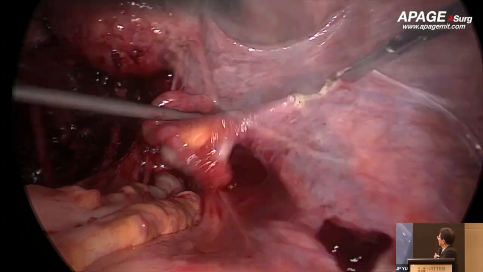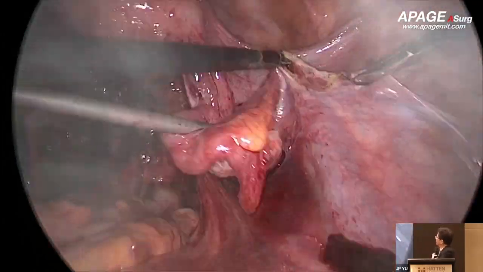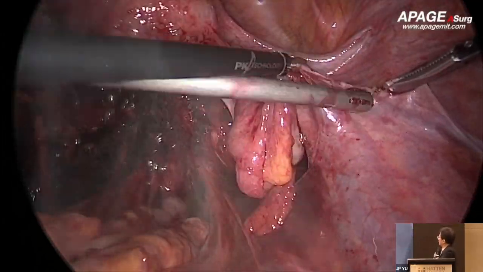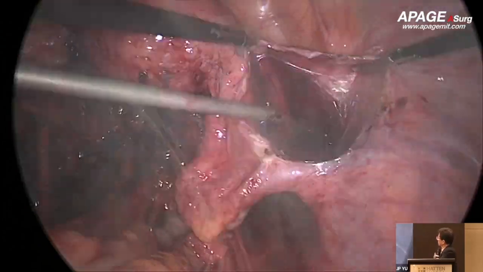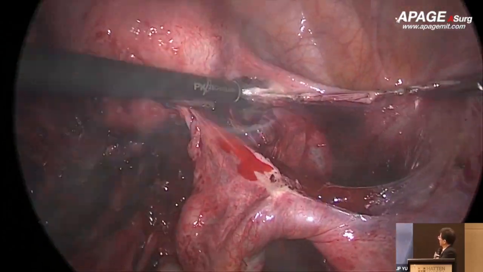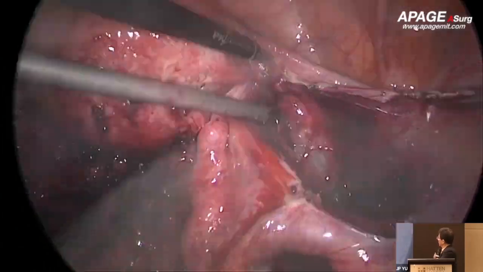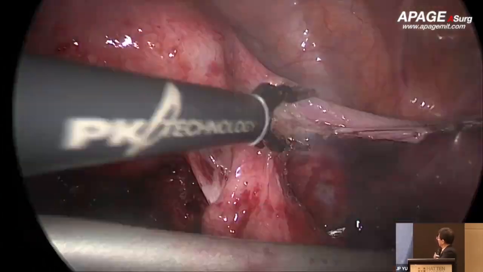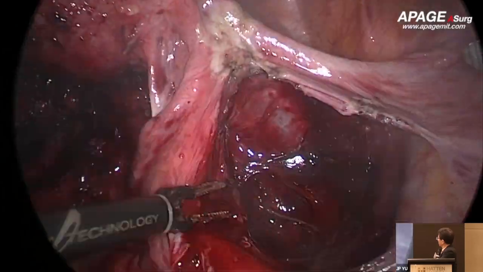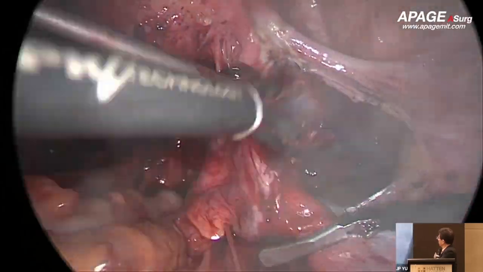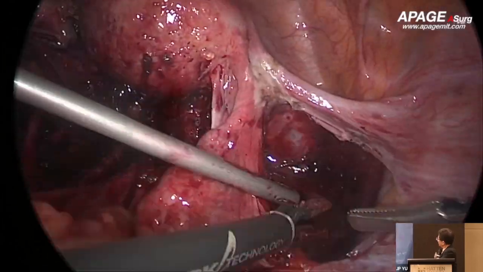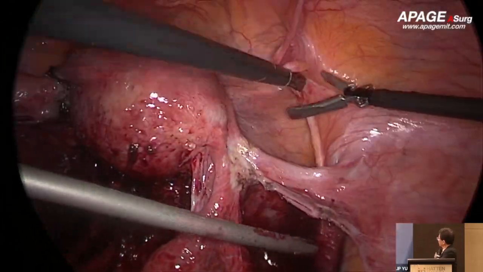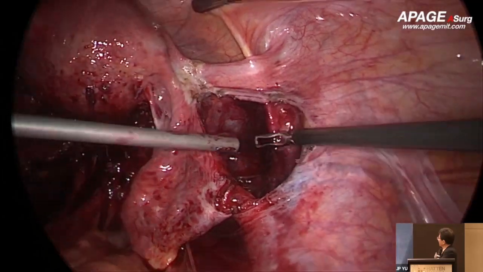Okay, so the same, the sentinel lymph node dissection on the right side was performed. Because of early stage, yeah. So we just dissected and looked for where the sentinel lymph node is, and on the right side we can find any sentinel lymph node.